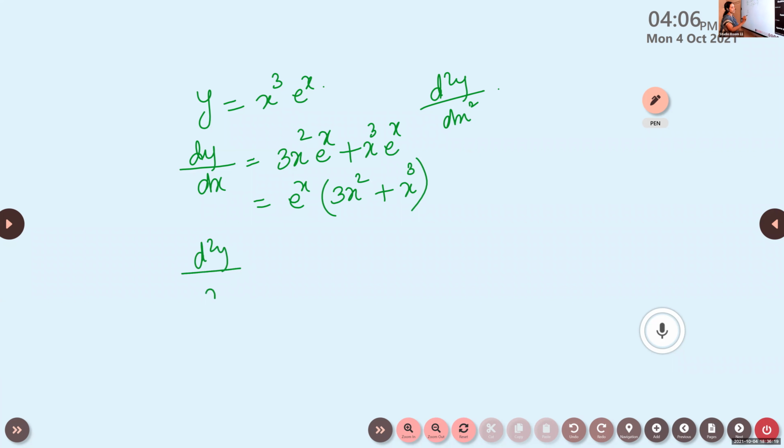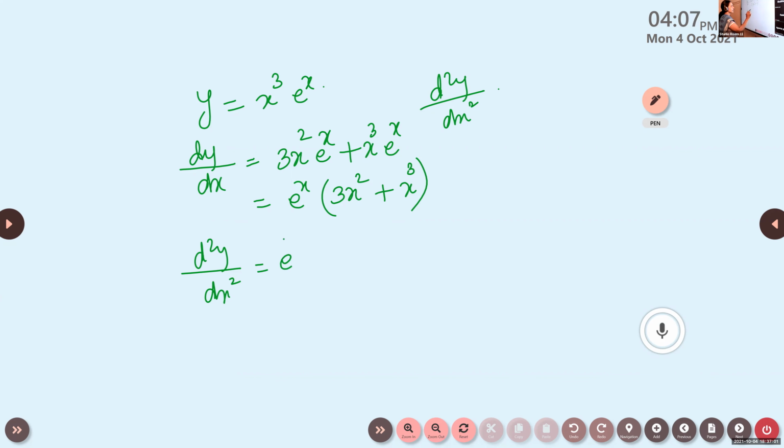What is d square y by dx square? Find d square y by dx square. Aditya, Anila Mohanan is there. Anila? Oh, yes. Shubham, what is the second order derivative here, Shubham? What will be the second order derivative? Shubham?